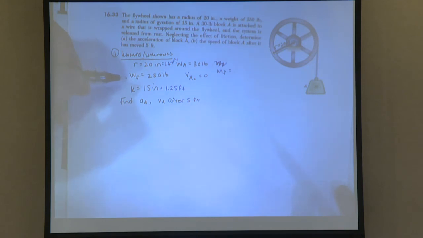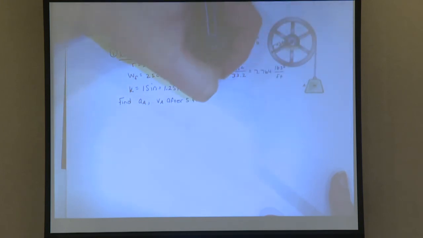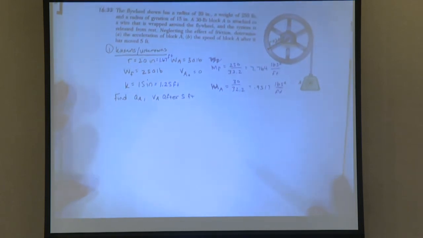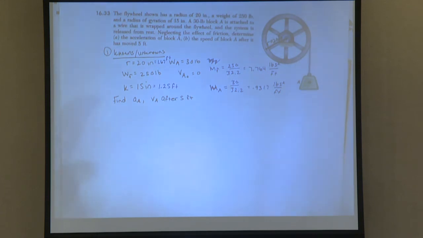Mass of the flywheel. How would I convert from weight to mass? Good, so we would have 250 divided by 32.2, which would give us 7.764 pounds second squared over feet. And mass of A would be 30 over 32.2, which is 0.9317. Okay, so that's just to keep everything simple.